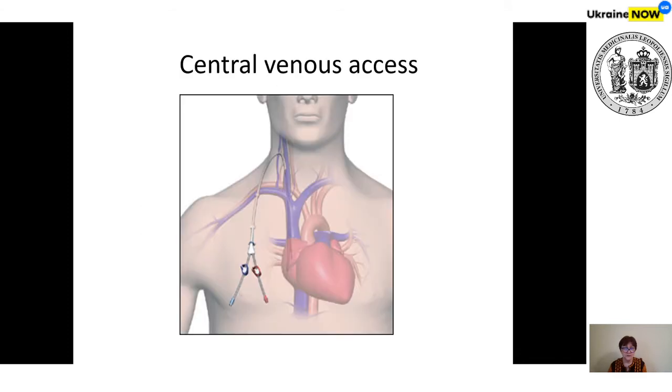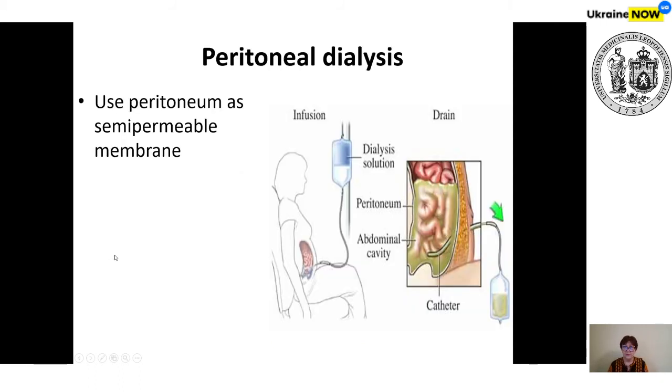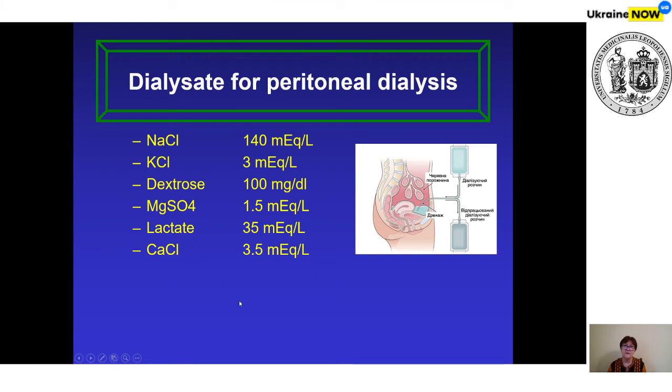You need central venous access for urgent dialysis, and the catheter looks like this. The red marked port is for extraction of blood, and the blue marked port for returning the blood. Peritoneal dialysis. We can use the peritoneum as a semi-permeable membrane, washing the abdominal cavity with dialyzing fluid. This is a dialysate for peritoneal dialysis. In children, peritoneal dialysis is recommended as first-line therapy in acute kidney injury.